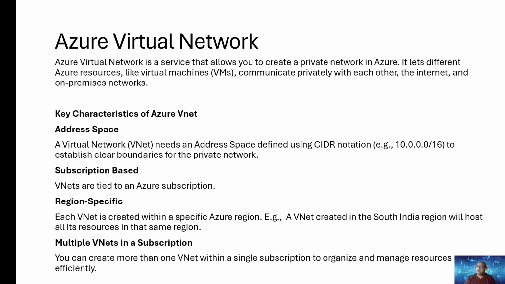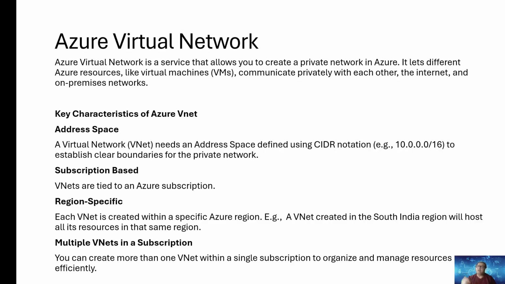Now, by giving this address space, you are establishing a clear boundary for the private network. The whole cloud is not yours, right? You have to draw a boundary and say that, okay, this boundary is mine. So this is my private network. So all the virtual machines or the resources I'm going to create within this network are private. That is why you need an address space.